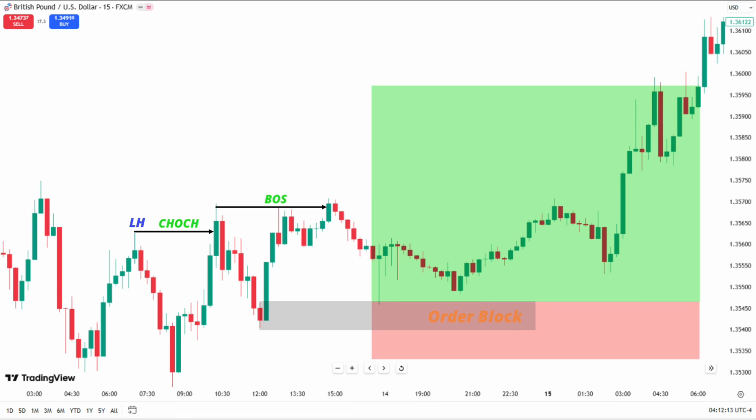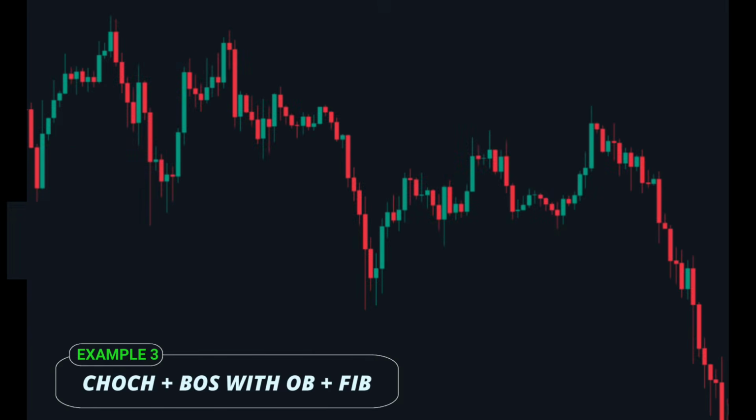This setup shows how an order block, when combined with CHOCH and BOS, can act as a precise entry area on its own. Example 3, CHOCH plus BOS with OB plus Fibonacci confluence. Price is moving upward, forming higher highs and higher lows. At some point, a higher low is broken to the downside. This is the change of character.